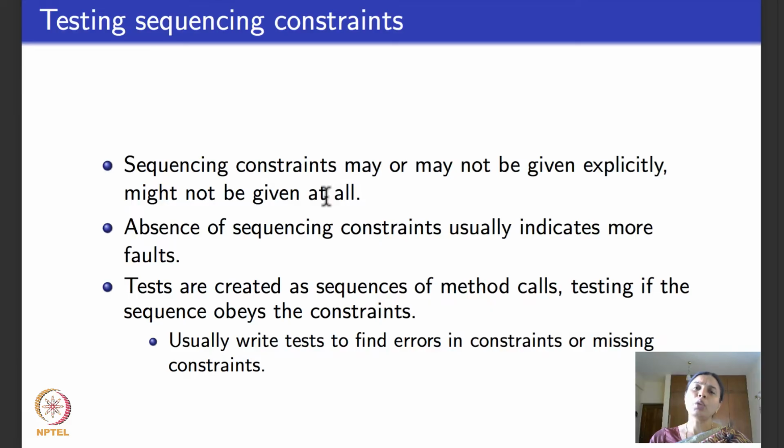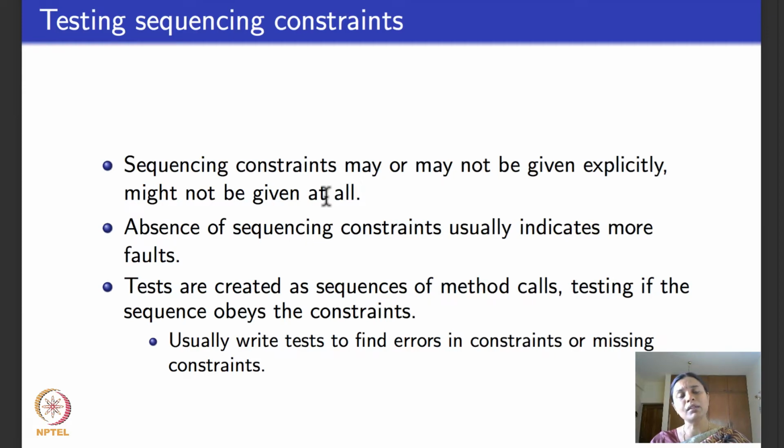So as I told you, sequencing constraints typically are not explicitly given. They always have to be written by the designer, and it could very well be the case that the designers are miswriting them. If the designers are miswriting them, then the onus is on the tester to be able to identify, write them, and test for all these sequencing constraints to be met.